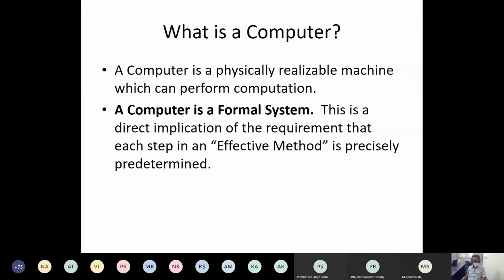So we had insisted that the computation has to be an effective method. That means each step is precisely predetermined. There are many formal systems, and we will follow some specific formal systems for our purpose, so that we are trying to do this in a very formal, logical way, or mathematical way, if you like to put it that way.